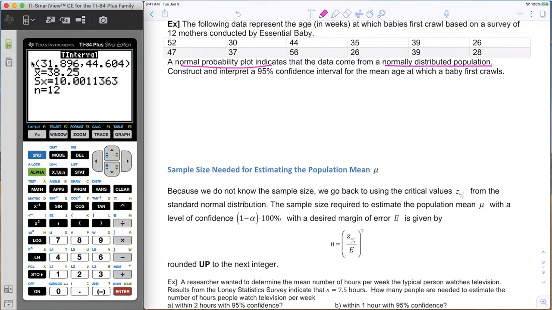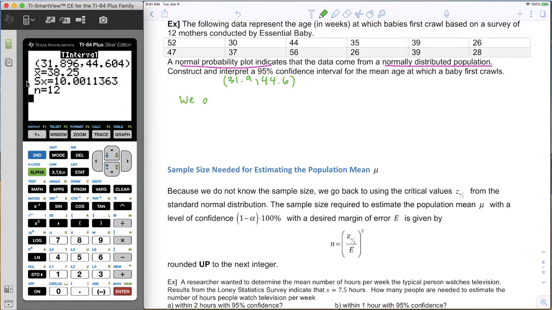Okay, so let's go ahead and write down our confidence interval. Remember that this mean X bar is directly in between these two bounds because the interval is based upon this X bar value. Okay, so let's write these down. So the interval is about, let's say, 31.9 to 44.6. And then, of course, our interpretation.